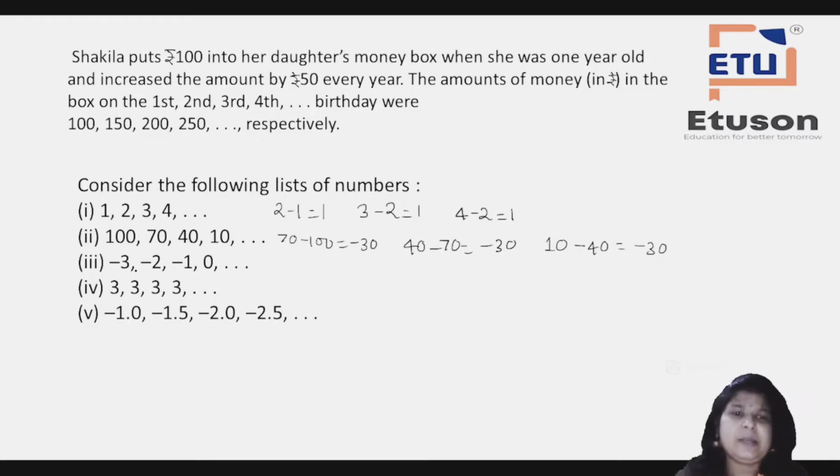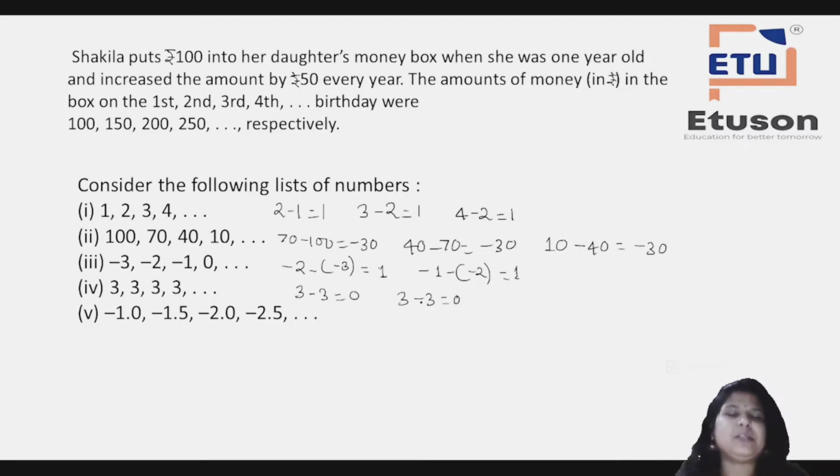Correct or not? Similarly, consider the example which I have taken as list 3: minus 3, minus 2, minus 1, then 0. Okay, so here what is the difference, the common difference? It is plus 1. Correct or not? Similarly, compare here minus 1 minus minus 2, that is also plus 1. So here also the common difference is 1. What about list 4, where all the numbers are 3? So 3 minus 3 is equal to 0. 3 minus 3 is equal to 0. So here basically the relationship is that every time 0 is being added.